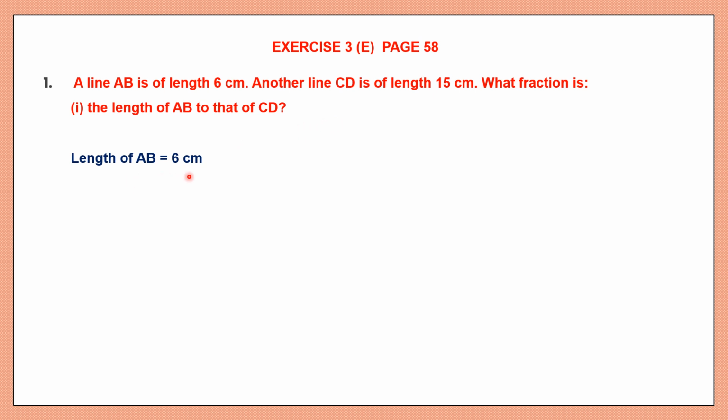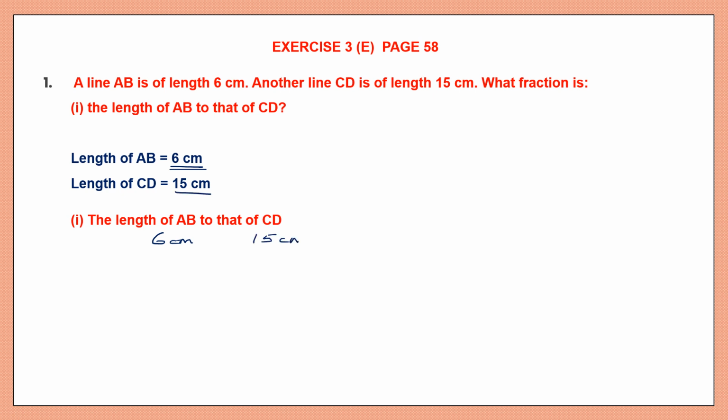So length of AB is 6 centimeters. Length of CD is 15 centimeters. Now we have to find the length of AB to that of CD. So let's substitute. The length of AB is 6 centimeters and the length of CD is 15 centimeters, isn't it? Now if we put this as a fraction, what do we get? 6 we have to write first, 6 centimeters by 15 centimeters.